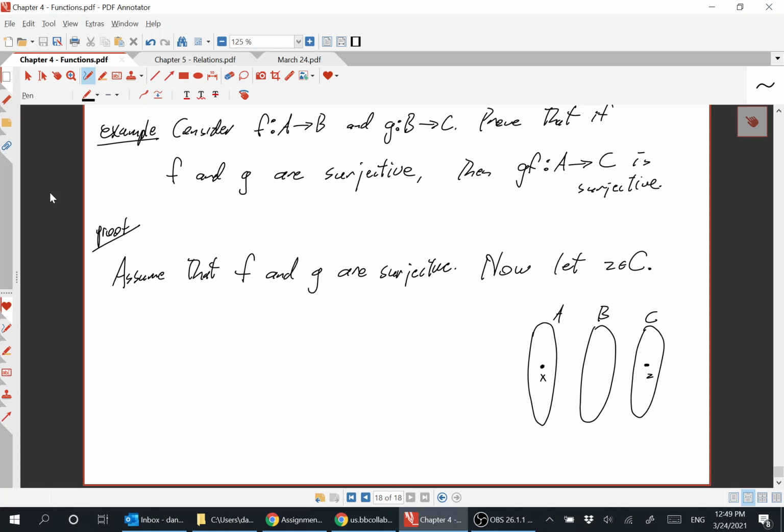All right, so we have Z in C. We want to find X in A so that G following F of X is equal to Z. Well, what do we know? We know G is surjective. Because G is surjective, and G goes from B to C, what?